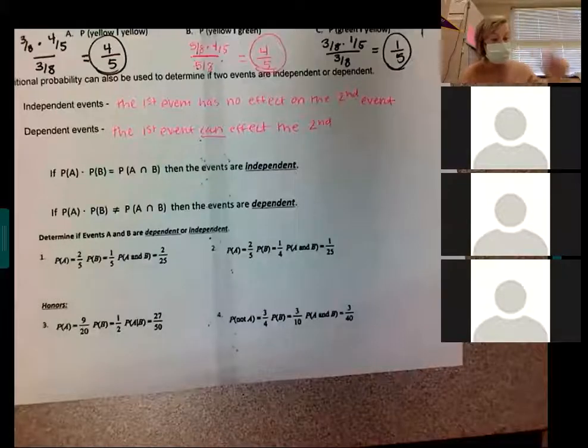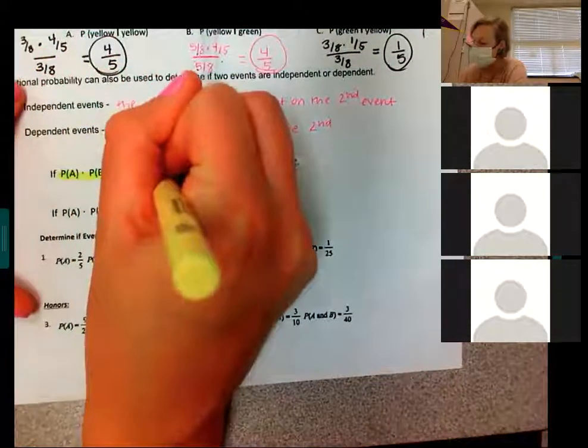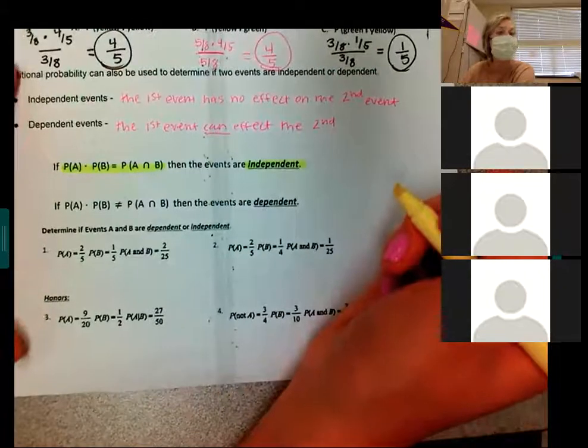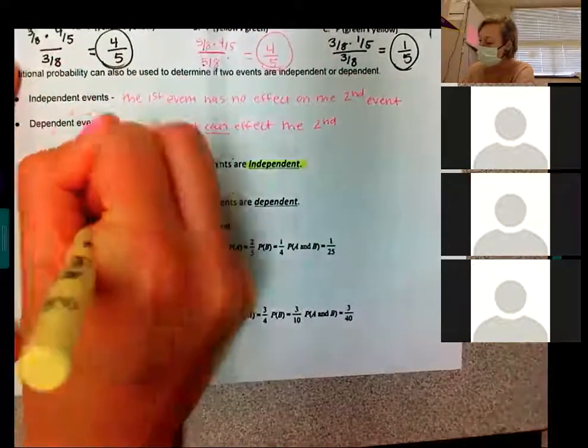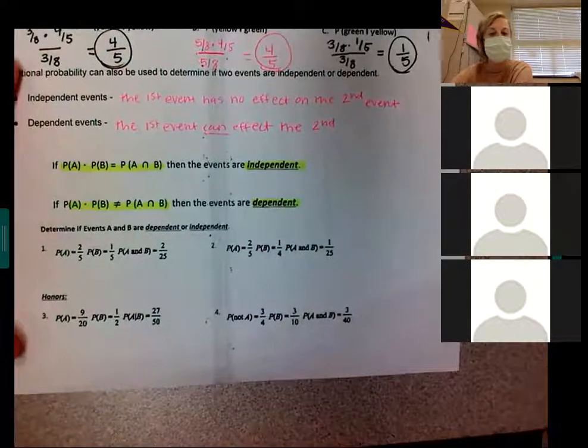So I did go ahead and give you your formulas. You're going to want to know these. If A times B equals A intersect B, they're independent. If A times B does not equal the intersection, then they are dependent.